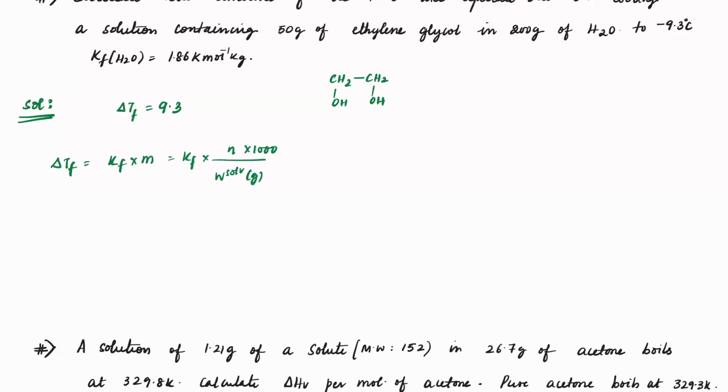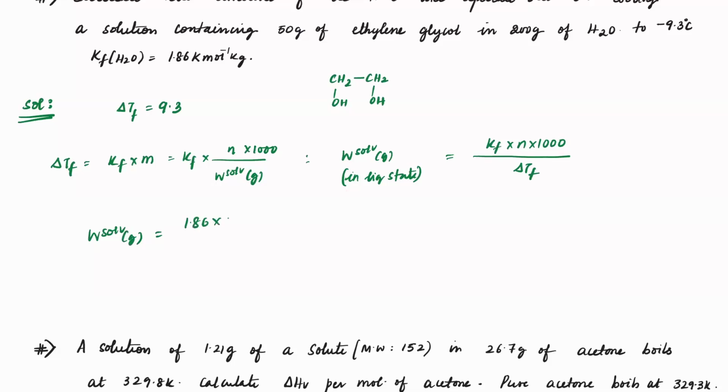Correct? So we'll do one thing. Let's calculate the weight of the solvent in grams, which is in liquid state now, because this concentration calculation is as per the liquid state now. So that will be equal to Kf into n into 1000 divided by delta Tf. So therefore, weight of solvent in grams will be equal to Kf, which is 1.86, into number of moles.